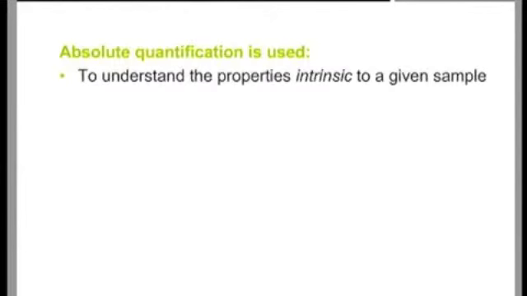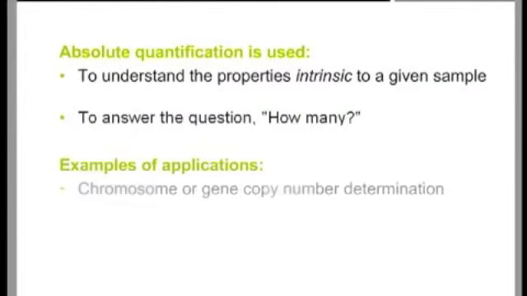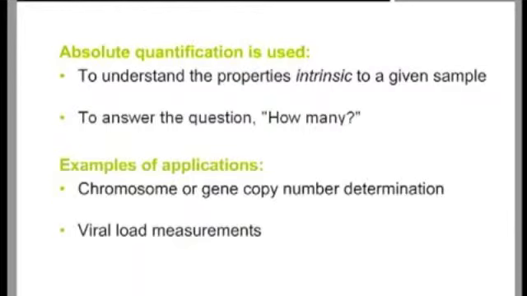Absolute quantification is used when an experimenter wants to know the properties intrinsic to a given sample. For absolute quantification, the question often asked is, how many? Two examples of applications in which absolute quantification are used are copy number determination of either chromosome or gene copy number and viral load measurement. In both of these examples, the measurements yield a quantity of nucleic acid, for example a copy number or micrograms, per given amount of sample.